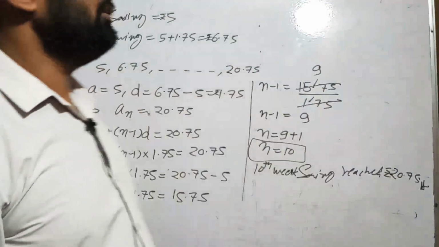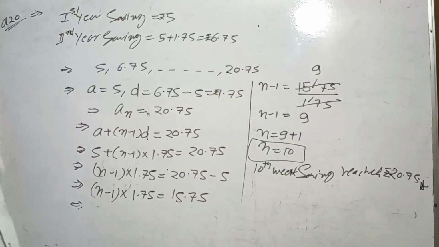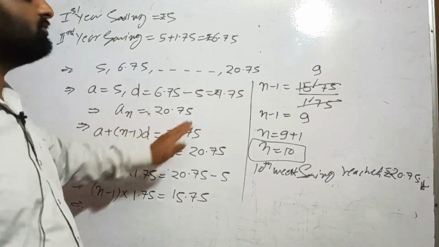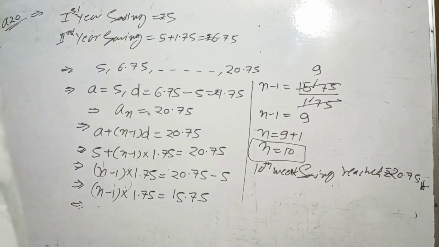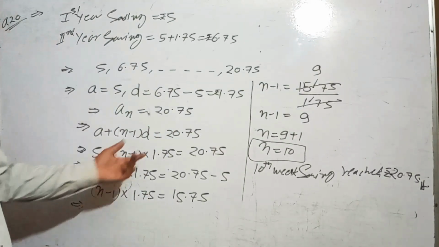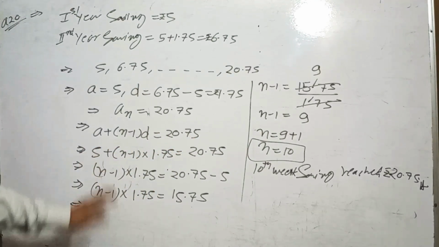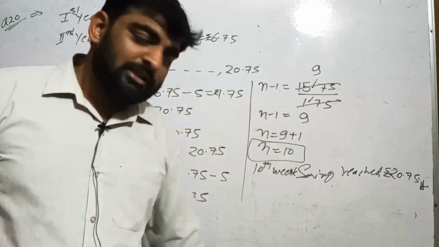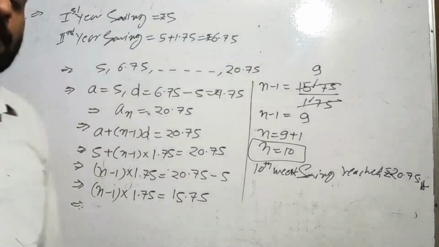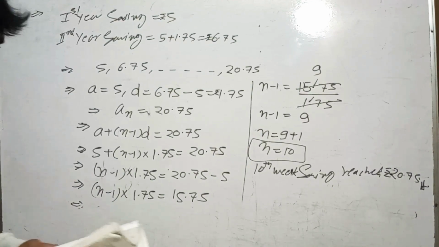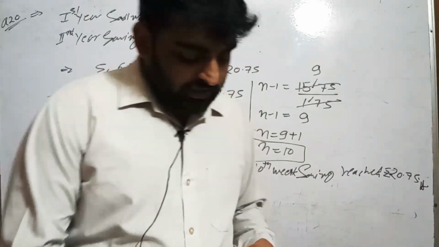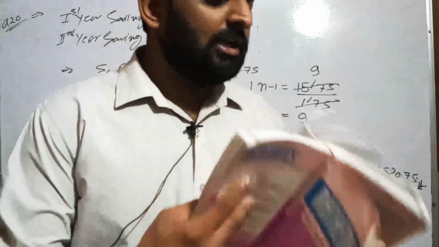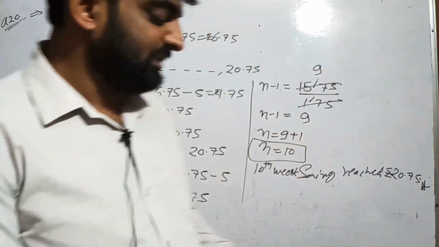Now if we want to find the value of n, then consider the last term as an, student. So an equals 20.75. An we write as a plus (n minus 1) into d equals 20.75. Put the values of a and d there, and finding the value of n, that is 10. So at the 10th week she received a saving of 20.75, students. So I think we are done with that. The important questions are there for this exercise 5.2.